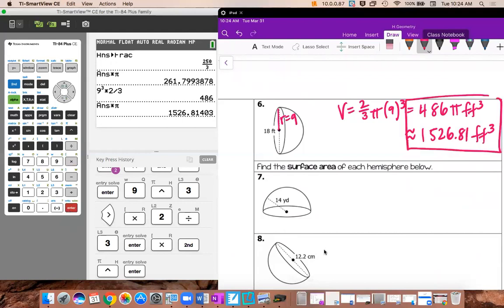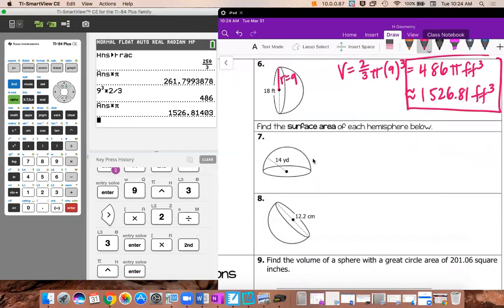Now we're going to do surface area. Remember, surface area is going to be the area on the outside, including this great circle on the bottom of your sphere.